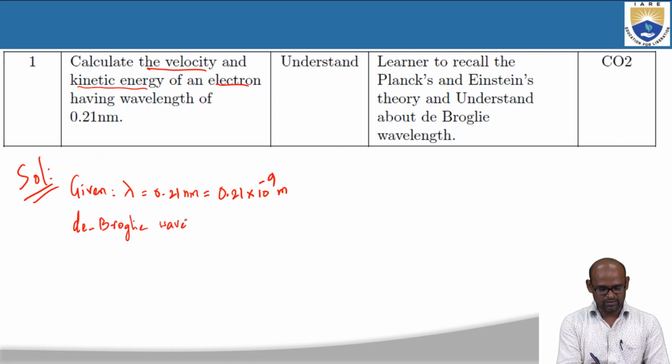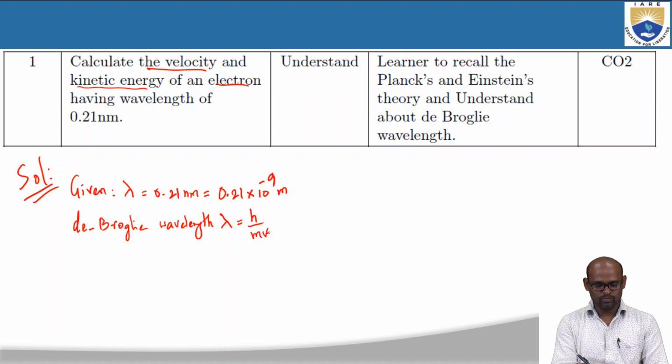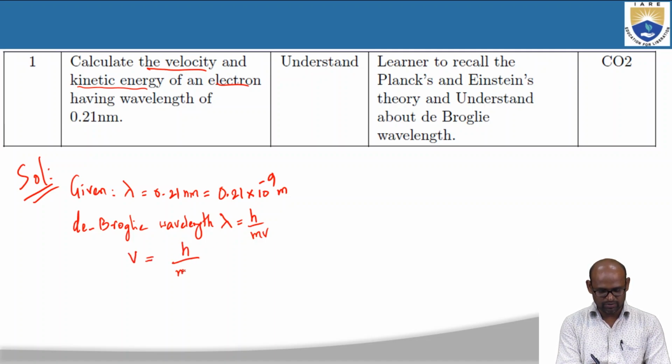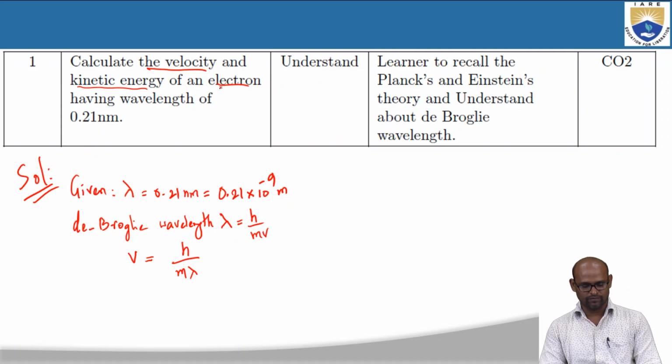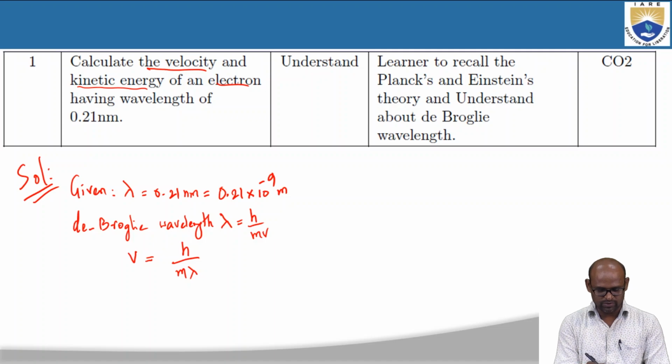The de Broglie wavelength, lambda, is given by h by m into v. They have given us lambda and we need to calculate the velocity. From this equation, the equation for velocity v is h by m into lambda. They have mentioned an electron, so we know the mass of the electron. We need to substitute the values.